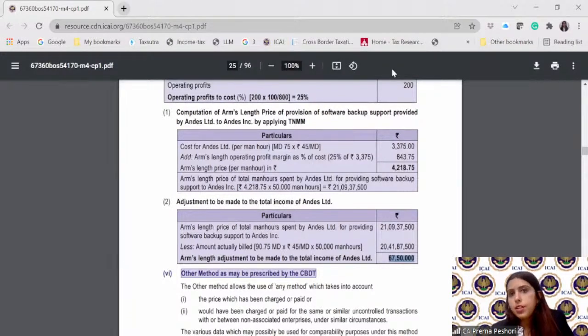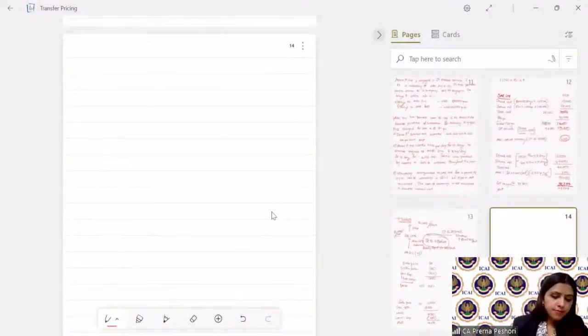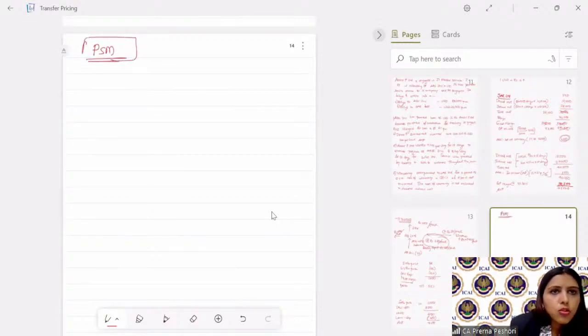Let's proceed further then towards the next method. Last method under transfer pricing, which is profit split method. Now let's understand first the logic about it. What is profit split method?